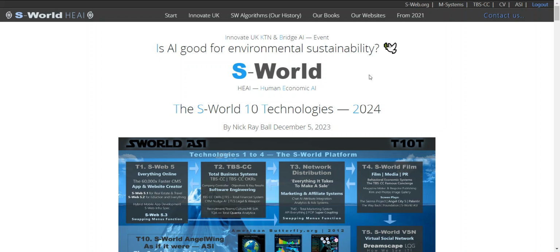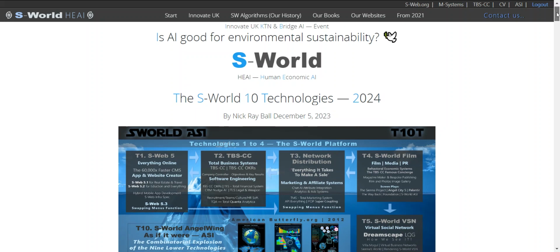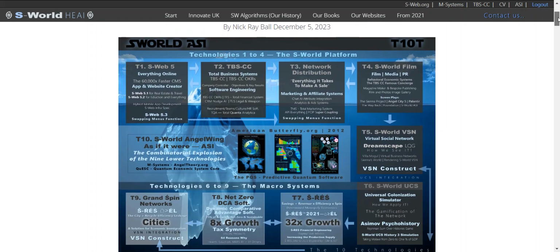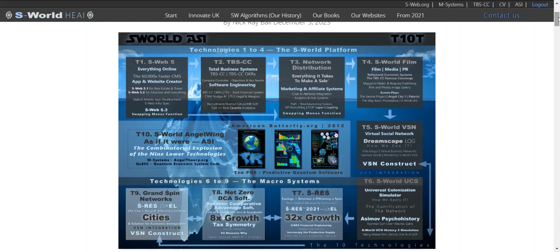Today, in 35 minutes, begins the Innovate UK, KTI and Bridge AI event. Is AI good for environmental sustainability? For which we have prepared this page. When I say we, it is I and GPT-4 and Vinny Bond from India, our programming guru. Okay, so we're starting out with a graphic of the 10 technologies.